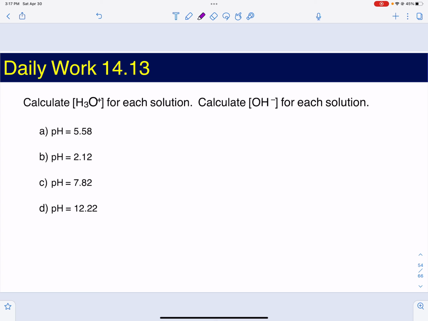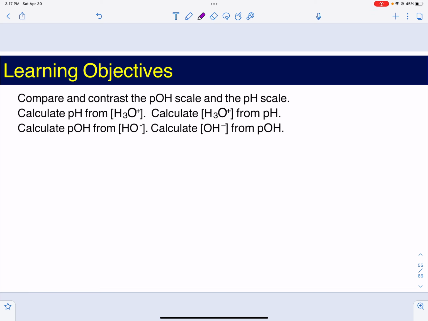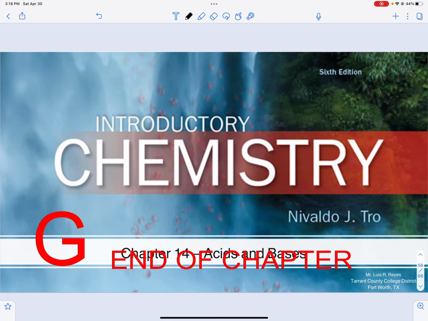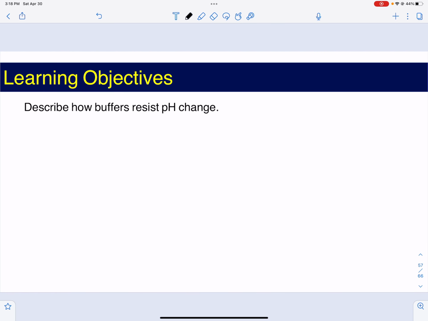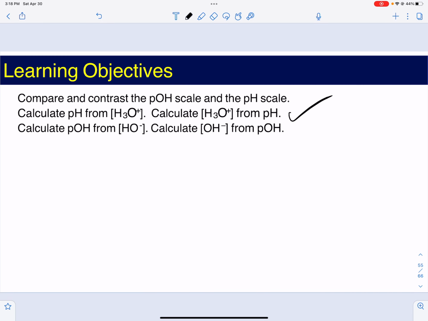So make sure you find the hydronium first, and then use whichever of those two approaches you need to find the hydroxide. And once we do that, we're done with that part, which tells us that we have only one remaining lecture to complete the last chapter of our course, which is a big accomplishment for you and for me. So when you come back, we will do our last part, end of the chapter, where we will be talking about buffers. So see you soon. Take care.